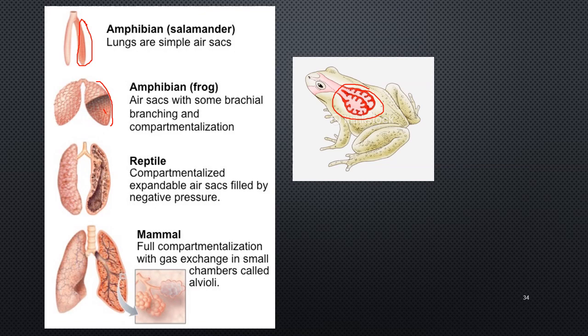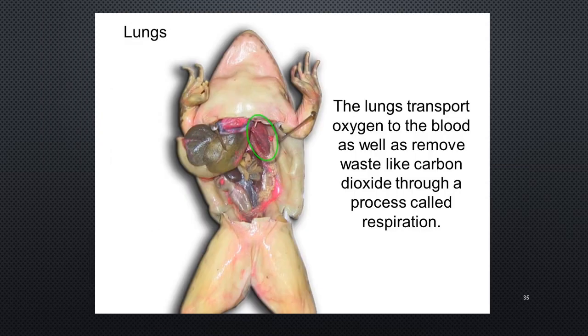And we'll be looking at that in lab as well. You'll get to see what these lungs look like, and hopefully we can compare those to other lungs as well. So this is what it's going to look like in lab. And by comparison to the size of the body, these lungs are very small. So lungs do transport oxygen to the blood as well as remove waste like carbon dioxide. But again, cutaneous respiration is very necessary because their lungs are very small and not well developed.